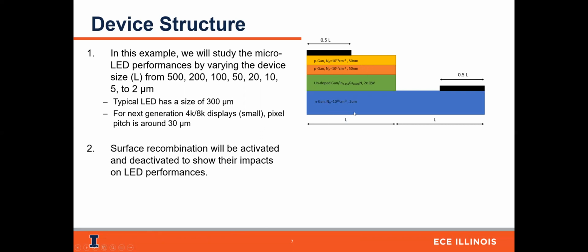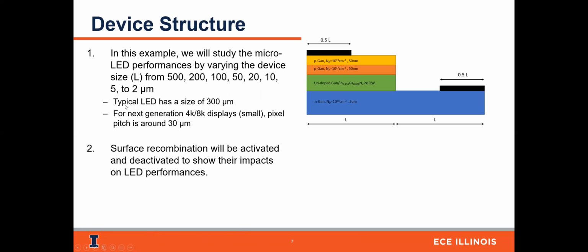Because this is a 2D simulation, we need to change this L. L is the size of this micro LED. So we treat this L as a variable, and we change it from 500 micrometer, 200, 150, 20, 10, 5 down to 2 micrometer.